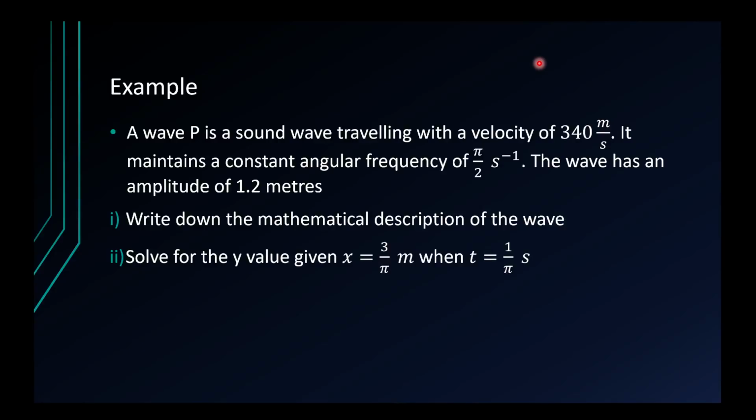Okay, so here's the example that we're going to be using to properly utilize our new wave equation. A wave p is a sound wave traveling with a velocity of 340 meters per second. It maintains a constant angular frequency of pi over 2 per second. The wave has an amplitude of 1.2 meters. Firstly, write down the mathematical description of the wave, and secondly, solve for the value of y given x is 3 over pi when t is 1 over pi seconds.